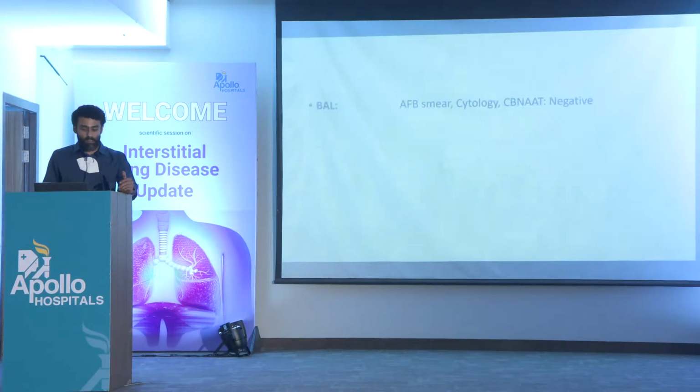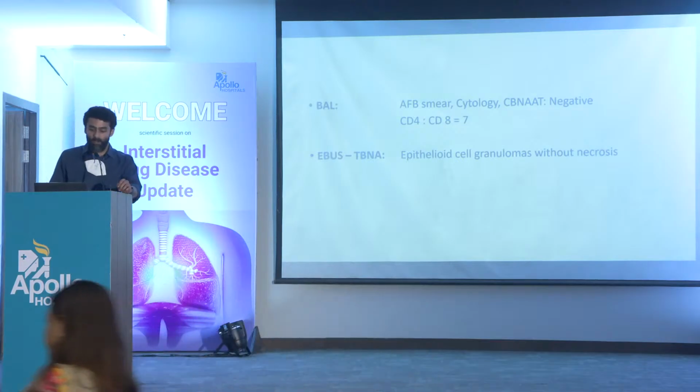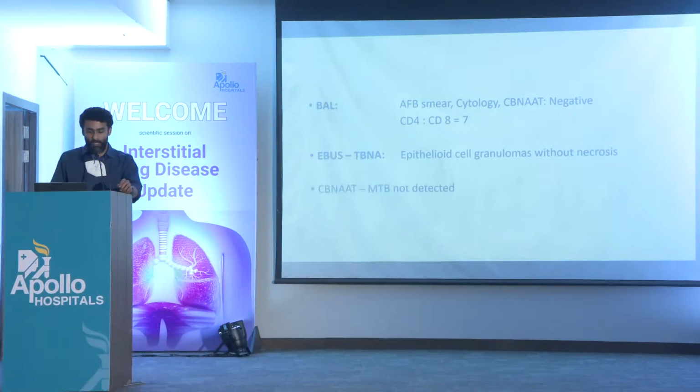As a next part of evaluation, we did a BAL; the AFB smear, cytology, and CBNAAT were all negative. The CD4-CD8 ratio, although not commonly done, since we are suspecting sarcoid and since this is a sarcoid topic, was 7. The EBUS-guided TBNA showed epithelioid cell granulomas without necrosis, and the aspirate that was sent for CBNAAT was negative.